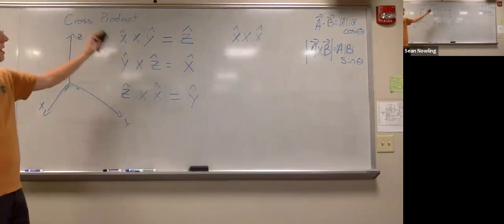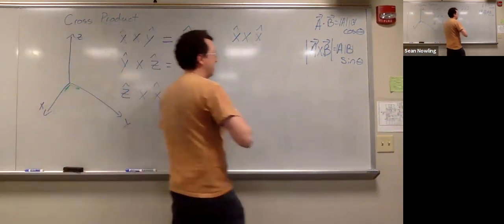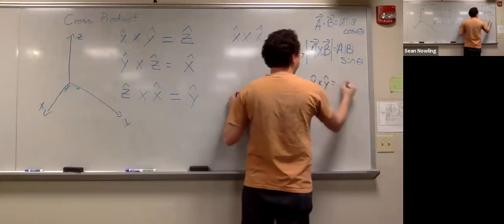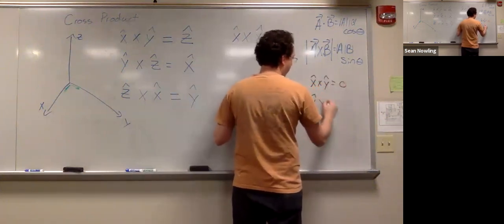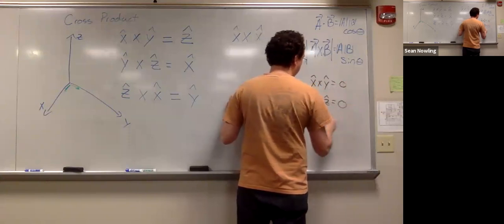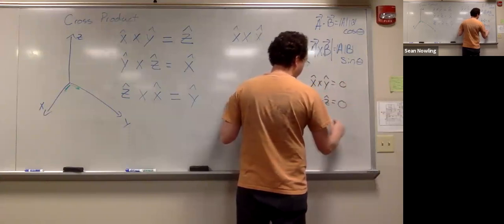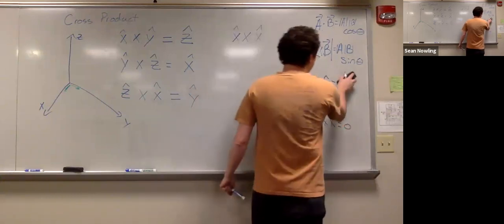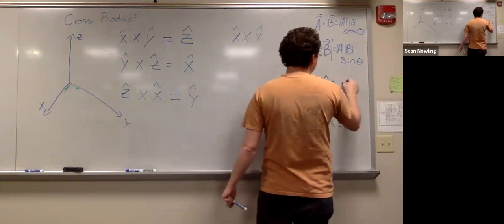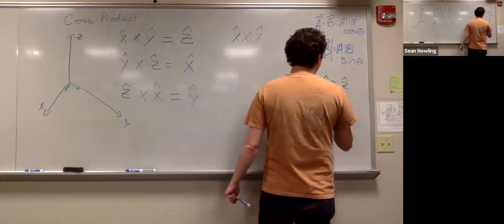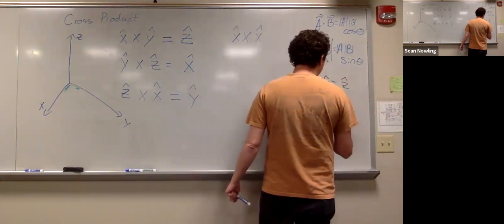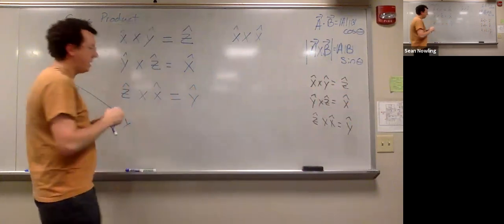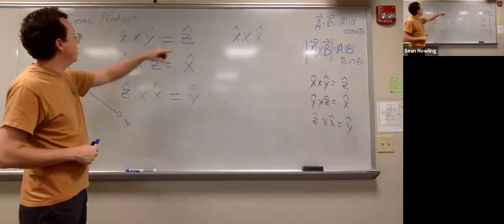All right, now I'm going to write those over here in our toolbox of things that we know. x hat cross y hat equals 0. y hat cross z hat equals 0, and z hat cross x hat equals 0. Oh my gosh, strike that. x, y gives z. y, z gives x. z, x gives y. I apologize.